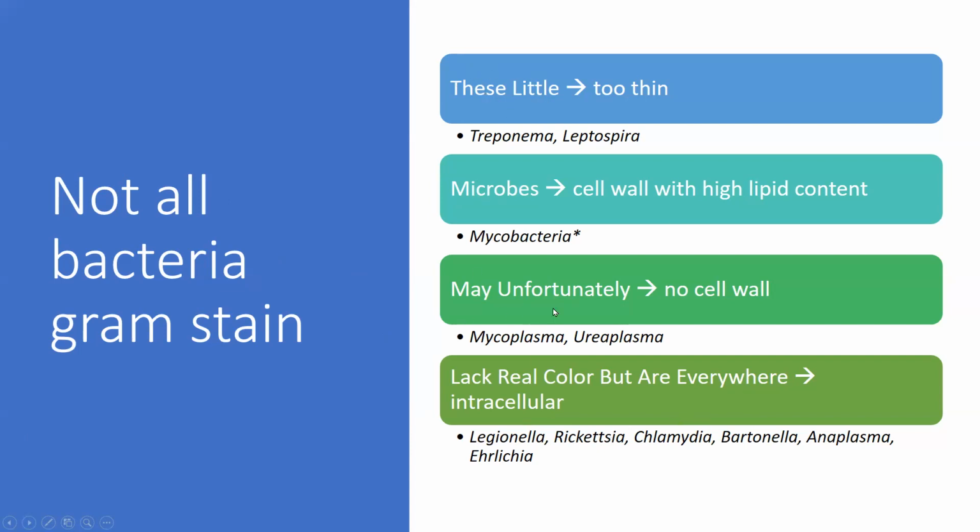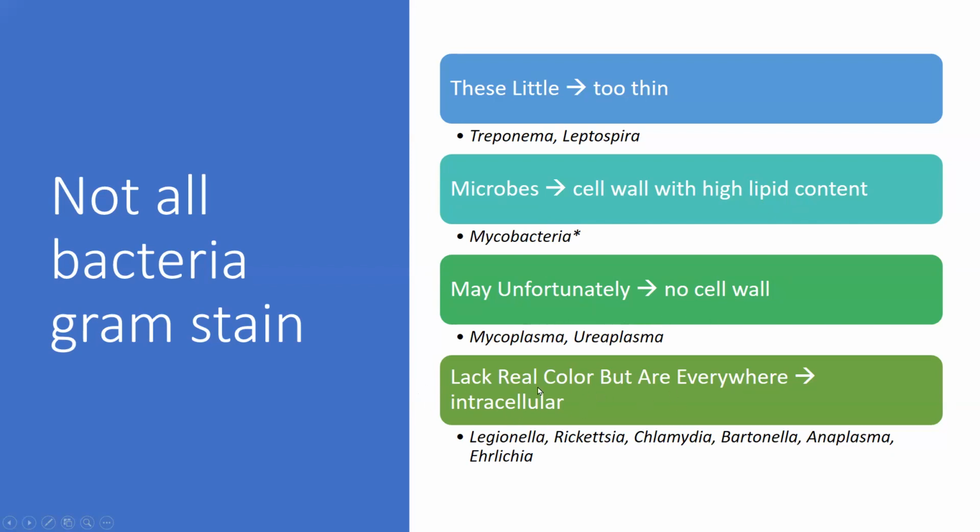So these little microbes may unfortunately lack real color, but are everywhere. So there's Treponema and Leptospira. These are too small or have too thin of a membrane to take up stain. Mycobacteria have cell walls with high lipid content. Mycobacterium tuberculosis, right, is acid-fast, with too much fat in its cell wall to take up the stain. Unfortunately, they don't have a cell wall: this is Mycoplasma and Ureaplasma.